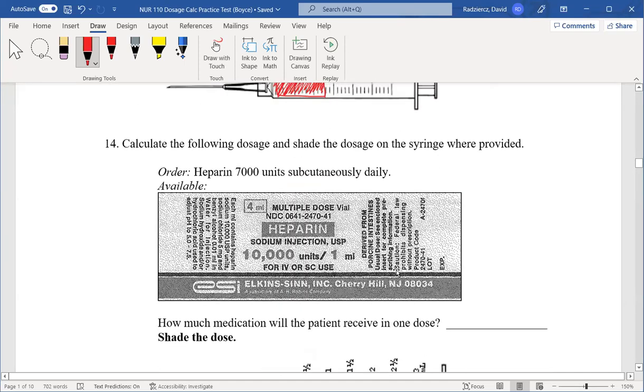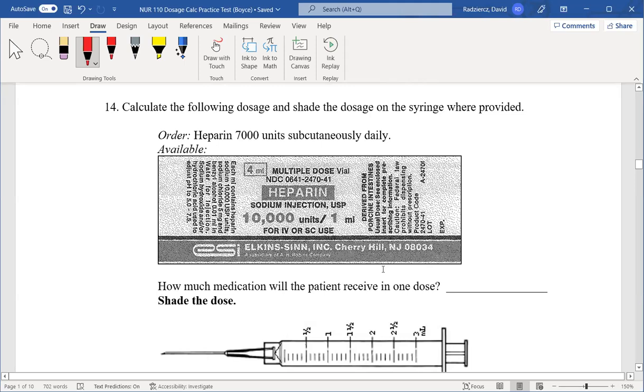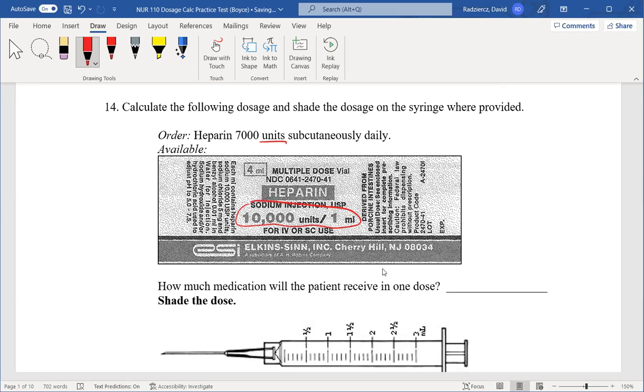Heparin. The difference between heparin and some of these other things that we've been looking at is that instead of saying milligrams, it'll say units. The unit of measurement for heparin and for insulin is units. So the order is 7,000 units. You have heparin 10,000 units per milliliter.